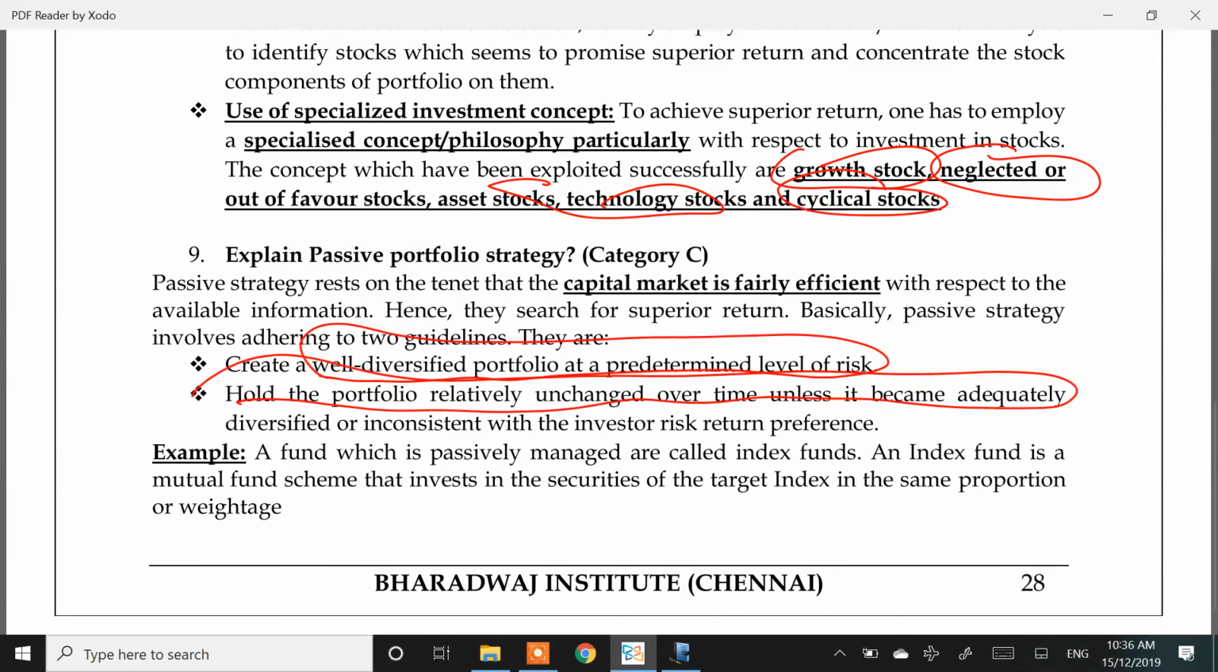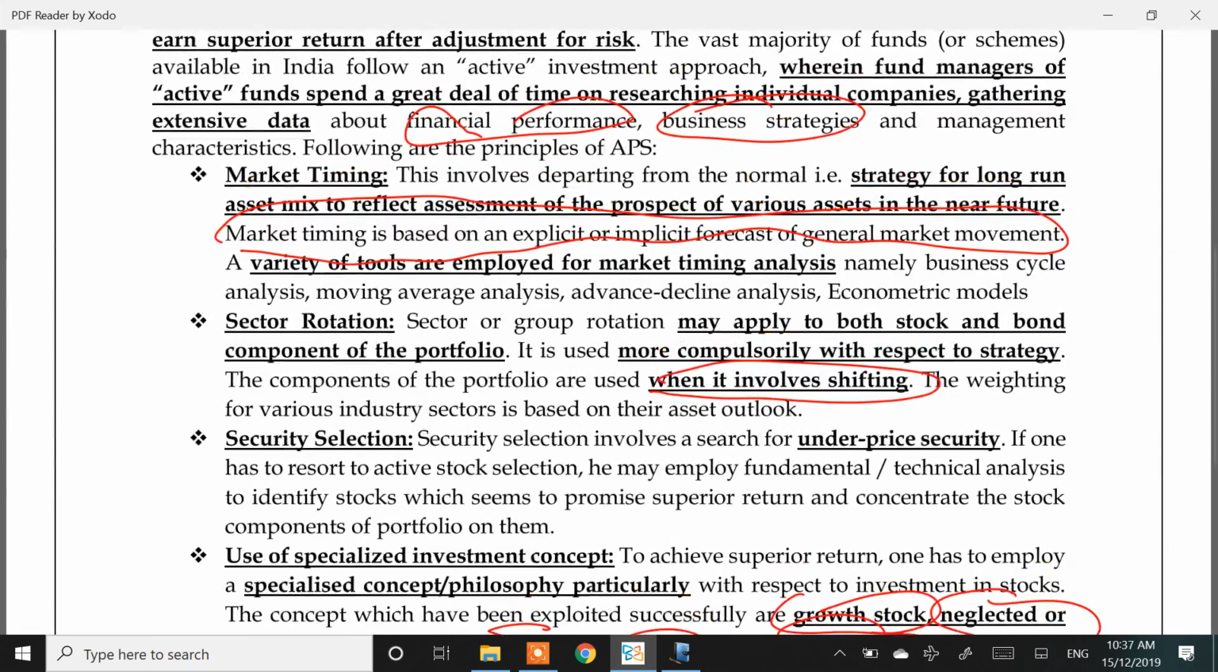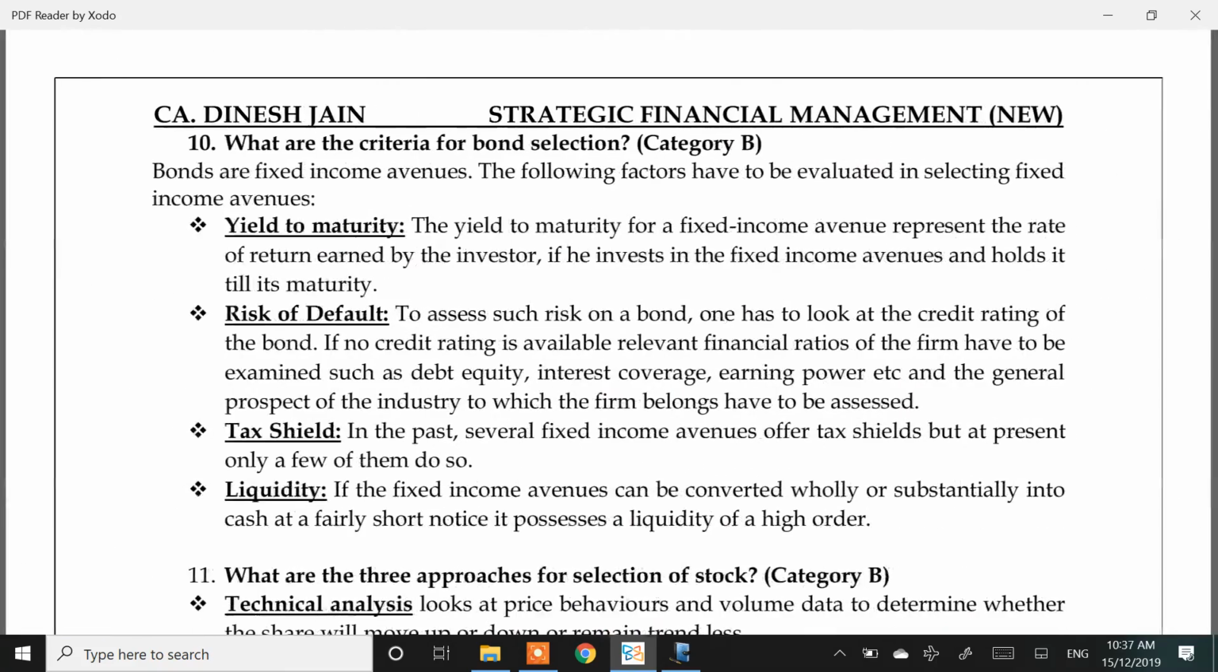An example is index funds. So one is an active portfolio strategy, and we also have a passive portfolio strategy. Next, what are the criteria for bond selection?